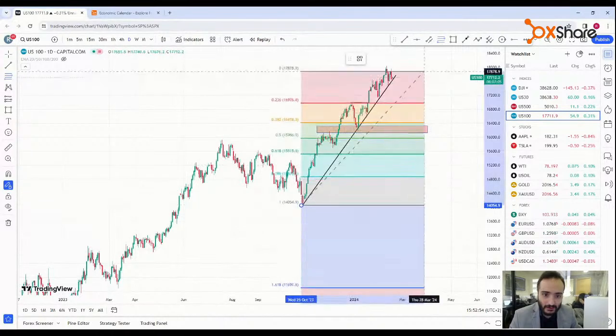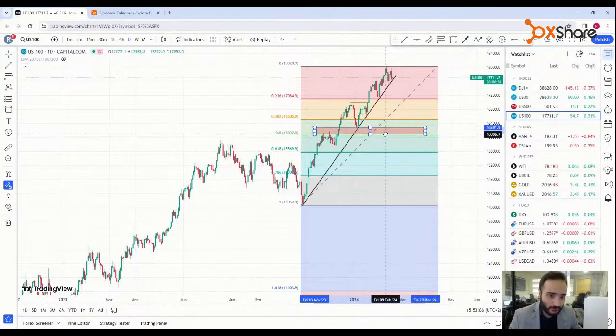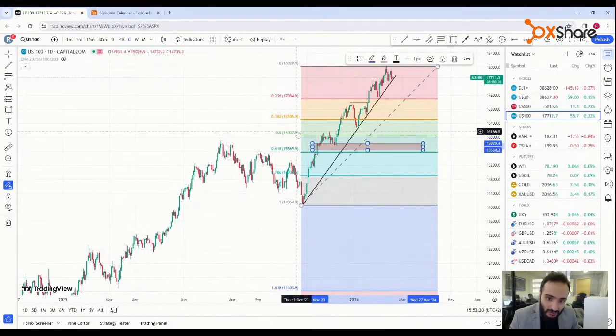Of course, we can take the whole wave as one. So this is not a very appealing range to long for if we want to take the daily level. Of course, we want to search for a discounted price if we want to long the US 100. So we want to find some areas where these ranges are below the 0.5 Fibonacci level.